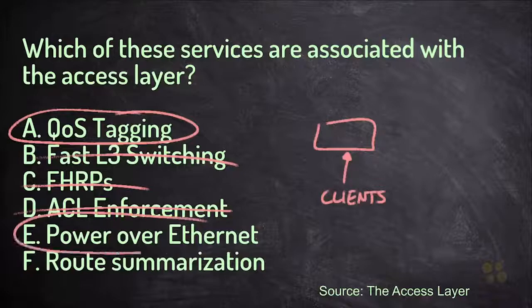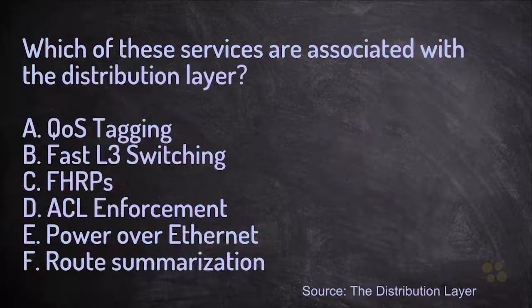Now, Power over Ethernet is absolutely going to be part of our access layer. We have a lot of different device types these days that require receiving PoE from the connected switch. And lastly, route summarization is not part of the access layer. So in this case, A and E are our answers. Question 3. This question's a little familiar. Which of these services are associated with the distribution layer? Check all that apply.